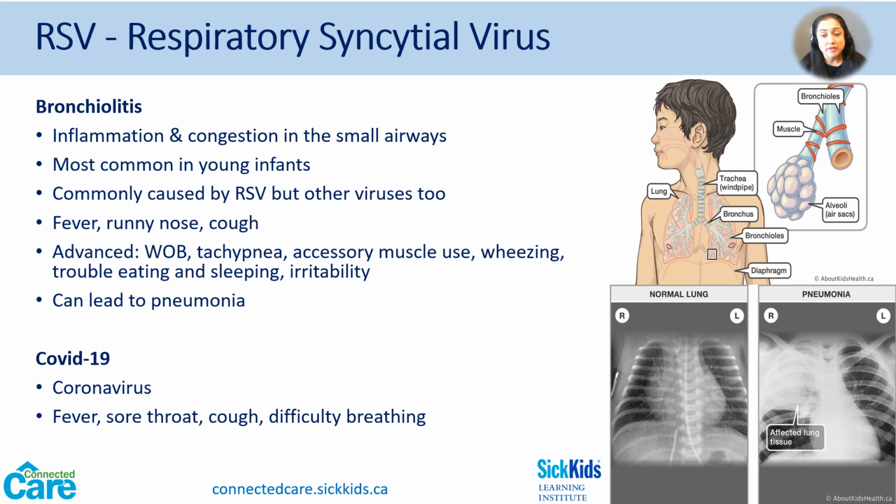Coronaviruses are a group of common viruses that infect the respiratory tract. The virus that causes COVID-19 is among this group. Both RSV and coronavirus present the same way: fever, runny nose, cough, and then sometimes with COVID you may see more sore throats and some work of breathing earlier on. Children with coronaviruses often only display mild symptoms, while some children may not have symptoms at all, whereas RSV can present more acutely, especially for children with underlying issues. Please have a look at the bronchiolitis webinar if you'd like to know more at connectedcare.sickkids.ca.